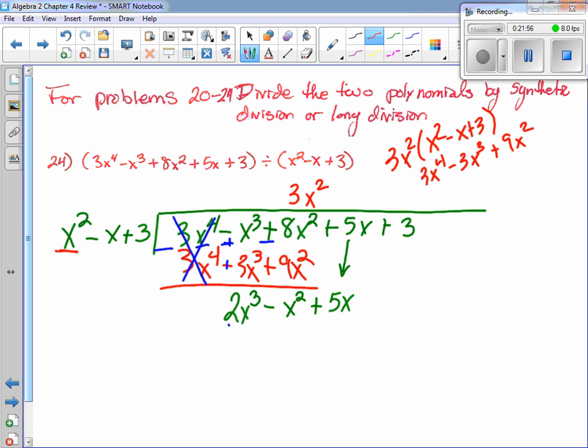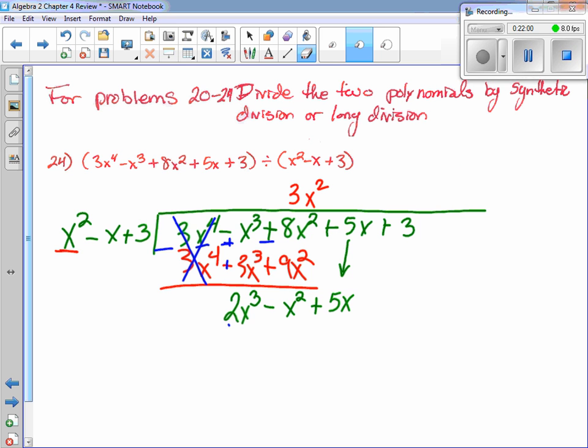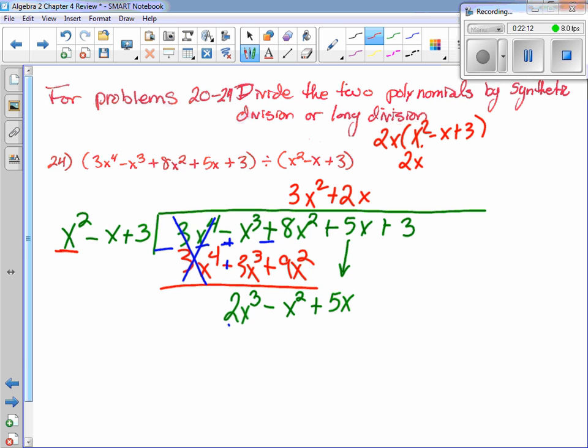We see what times x squared gives me 2x cubed. Plus 2x. Because 2x times x squared minus x plus 3, well, 2x times x squared is 2x cubed. 2x times negative x would be minus 2x squared. And 3 times 2x would be plus 6x. We put it underneath: 2x cubed minus 2x squared plus 6x.